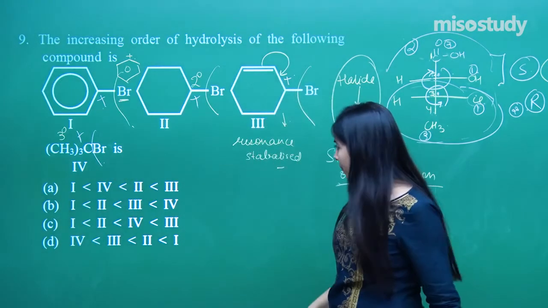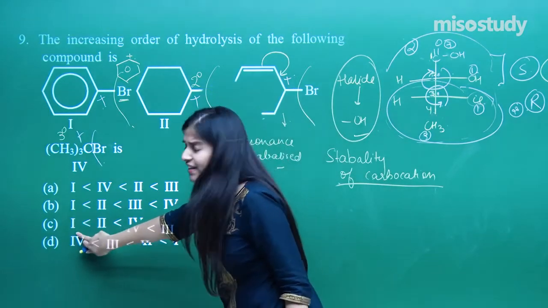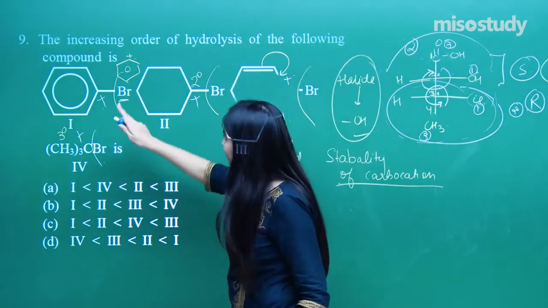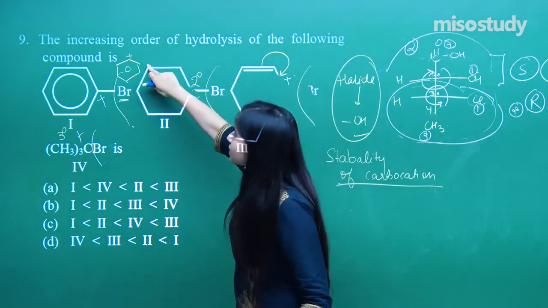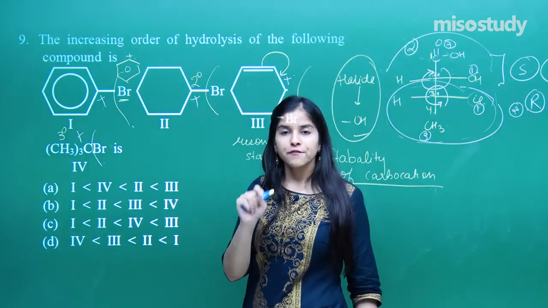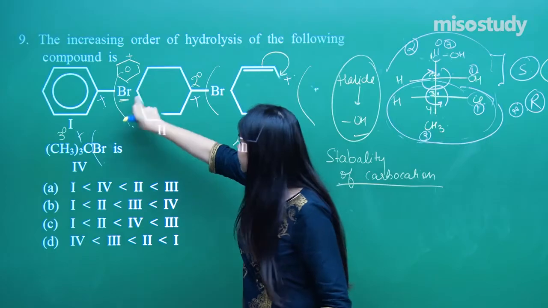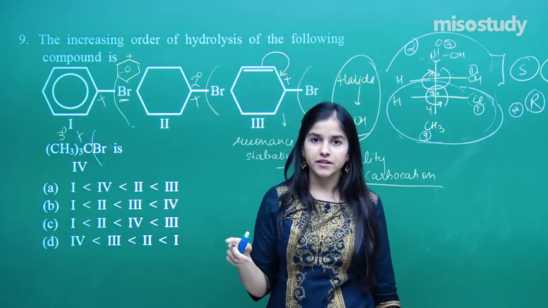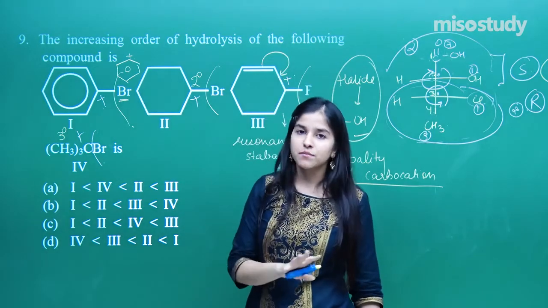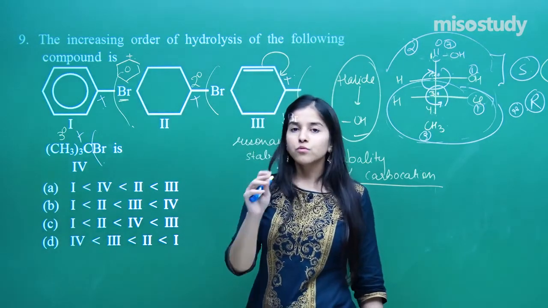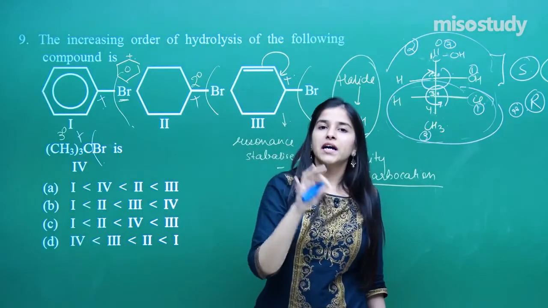Where is 3, 4, 2? So if I observe, it's 3, 4, 2, and the least they have said for 1. That means 1, why is it least stable? Because here the carbocation is phenyl carbocation. Phenyl carbocation is always the most unstable because it has disturbed the whole aromaticity of the ring. There is no such kind of resonance possible, but it is leading to instability and nothing else. So you must remember this point, that phenyl carbocation is always the most unstable.